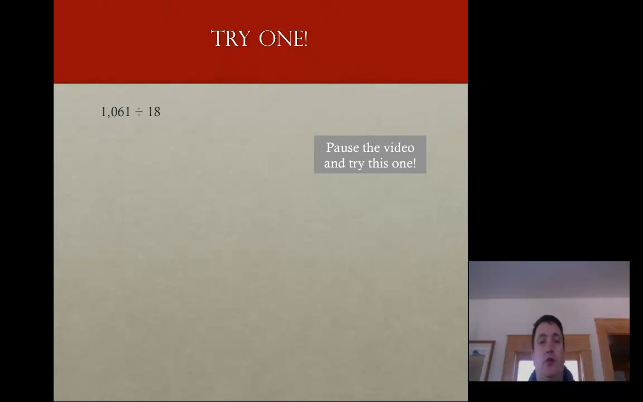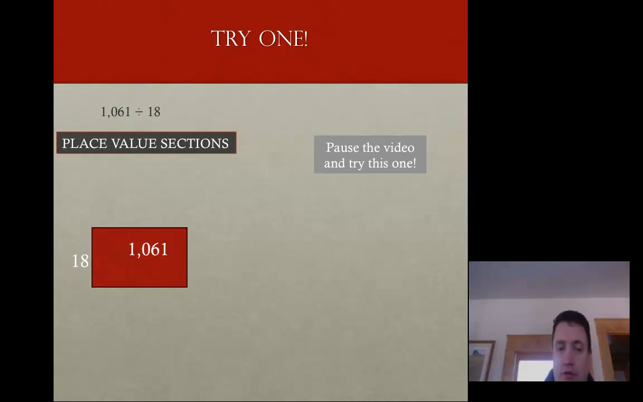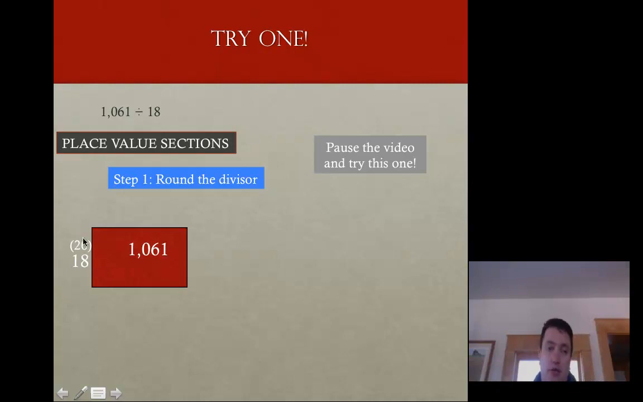Okay, so let's go through this together. I'm going to use the place value sections method. It doesn't matter what method you use. Let's just see if we got the same answer. So I'm looking at 18 into 1061. I'm going to round that divisor. This time I rounded it up, so you can see I put the number above here. I mentioned that earlier.